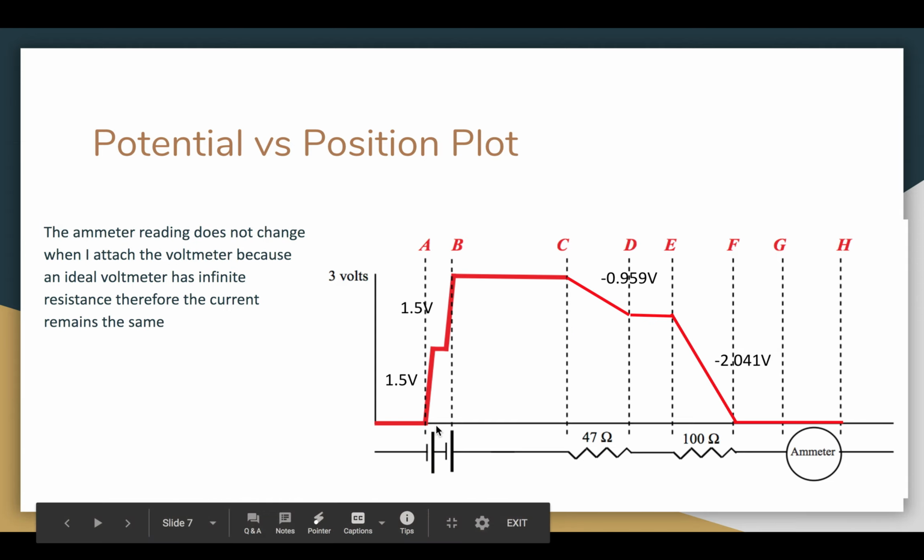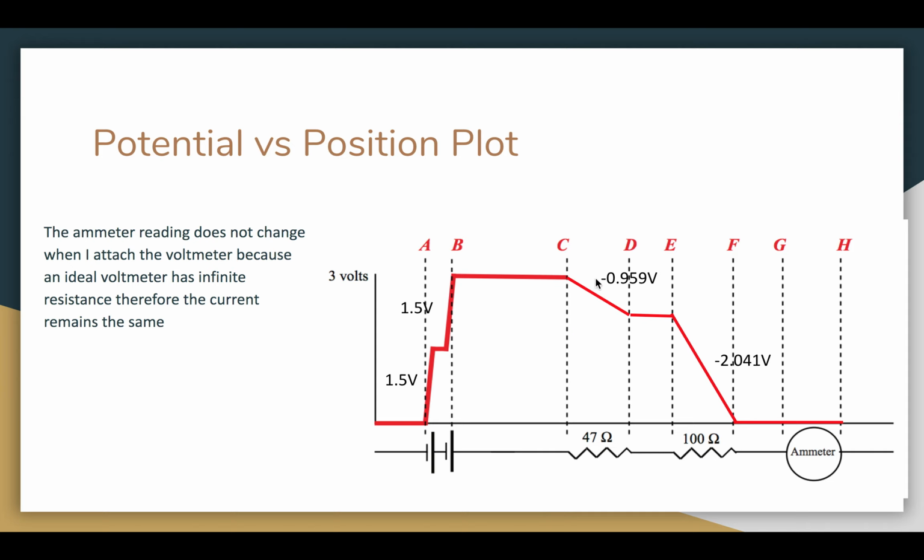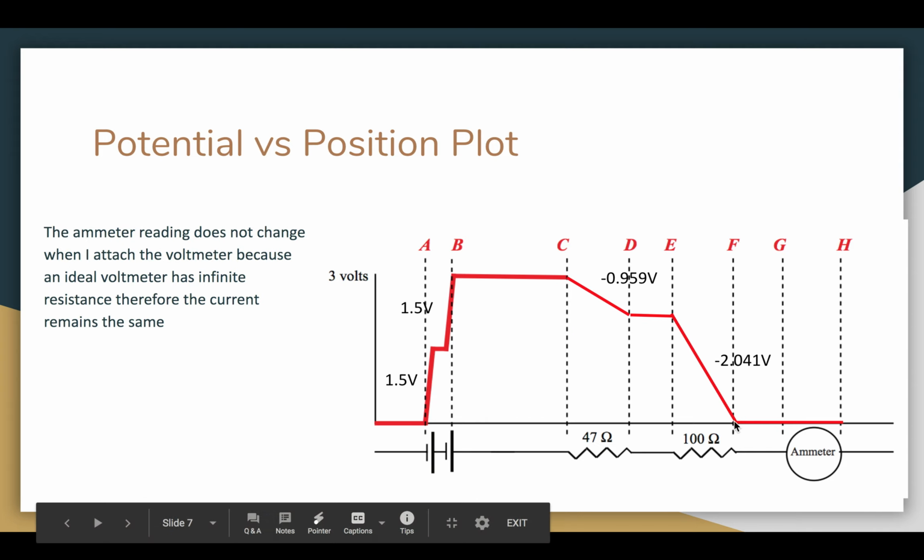So it starts off at 0, and then it accounts for the 2 batteries, summing up to 3 volts. And then from B to C, it drops down by this amount, and then from D to E, it's constant again. And then from E to F, it drops down by this, and then it reaches an equilibrium of 0 down here.